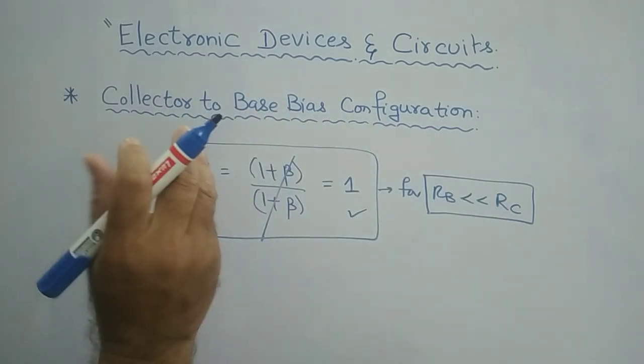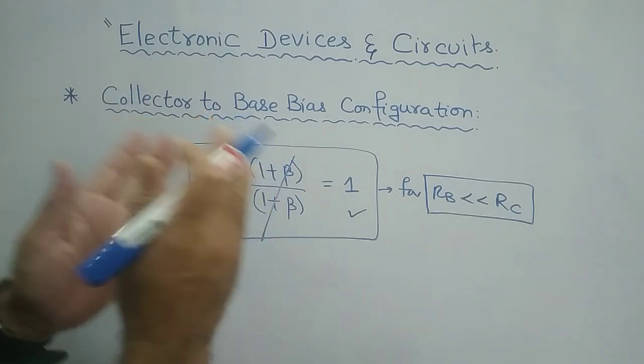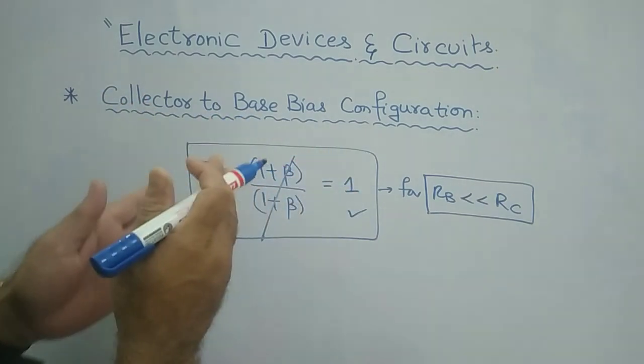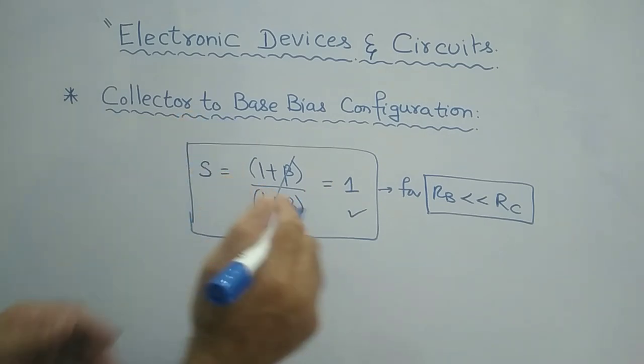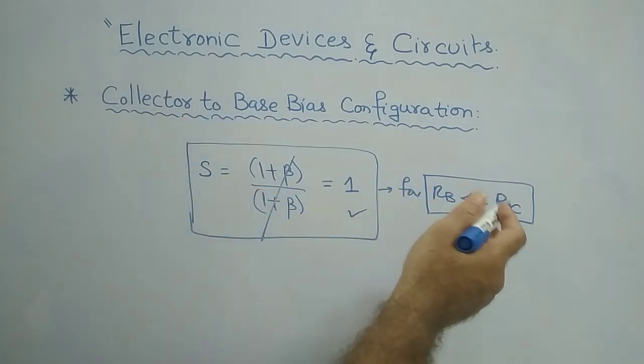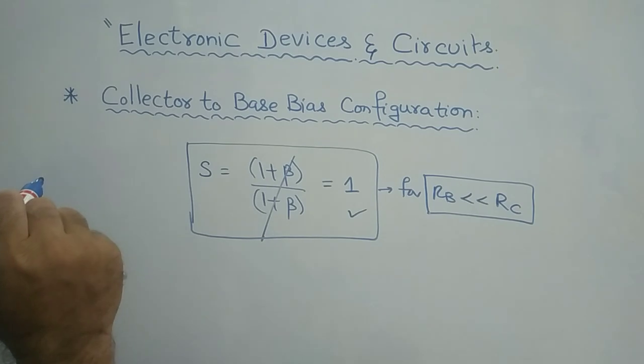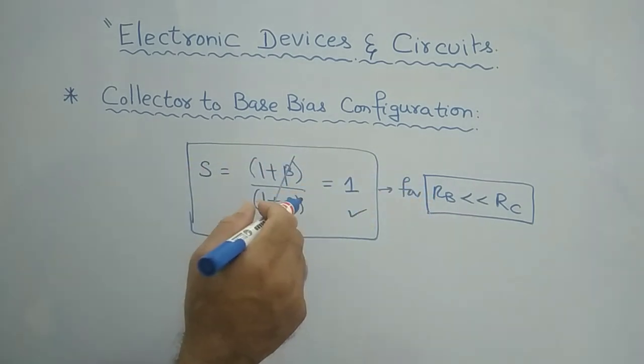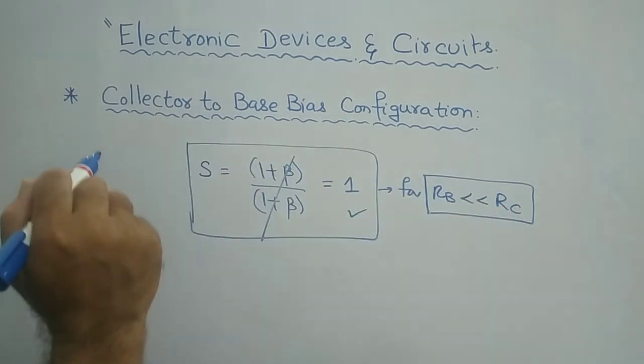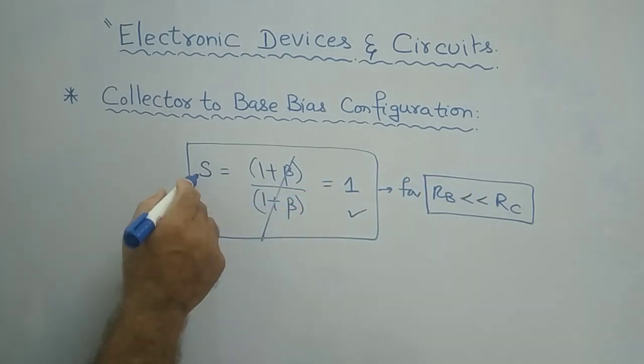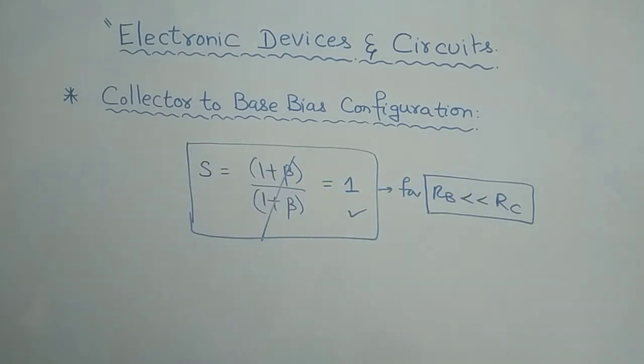In order to connect the transistor in collector to base bias, the very important thing is that the collector resistor must be very, very high compared to the base resistor, or the base resistor is very, very small compared to your collector resistor. Then only will you get the stability factor equal to 1.